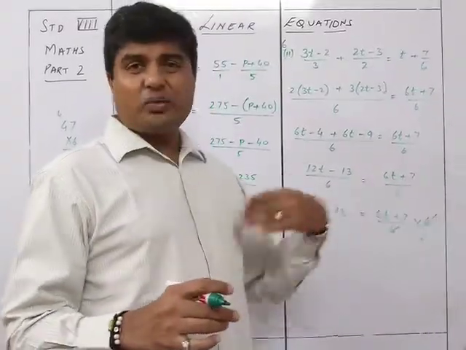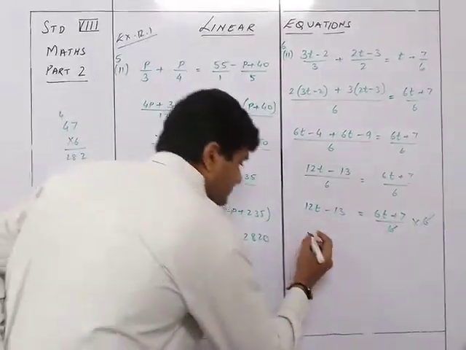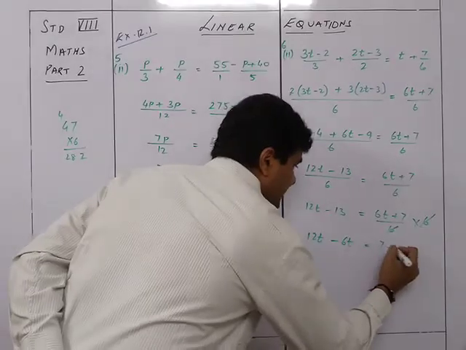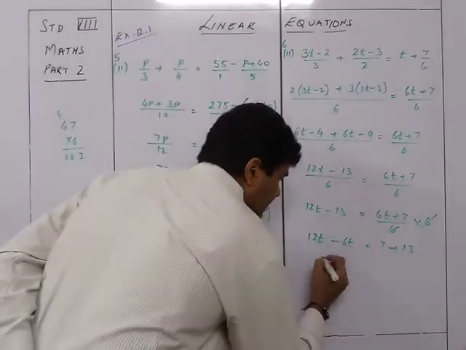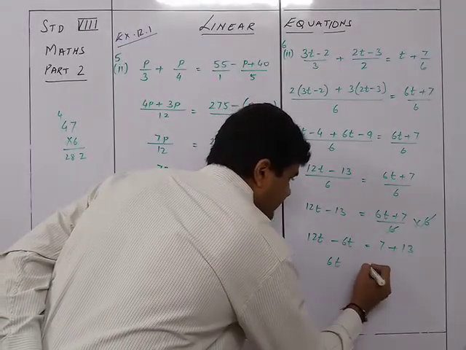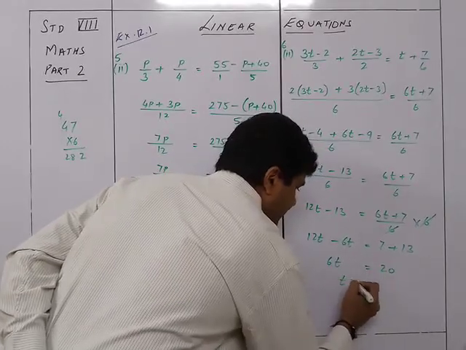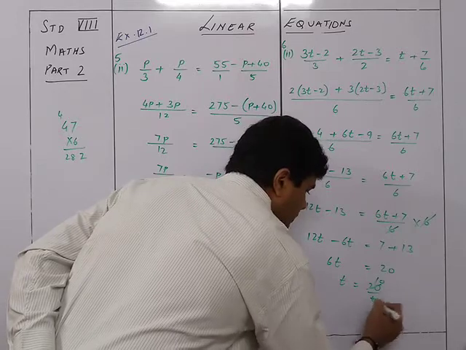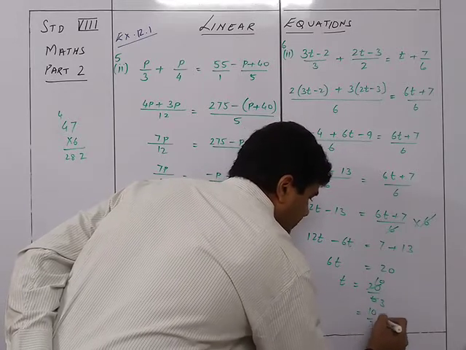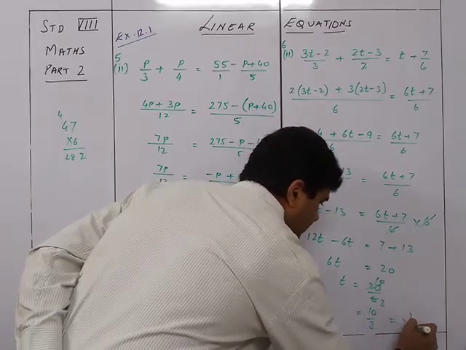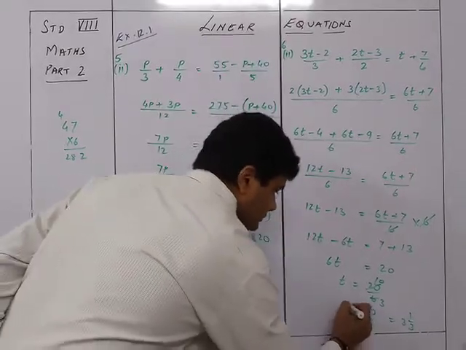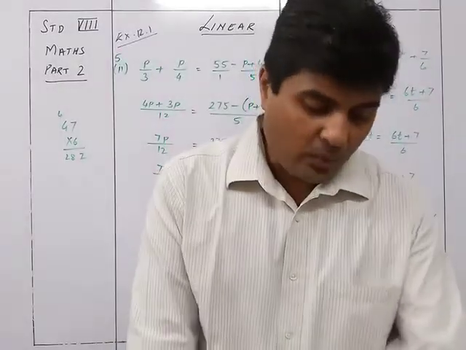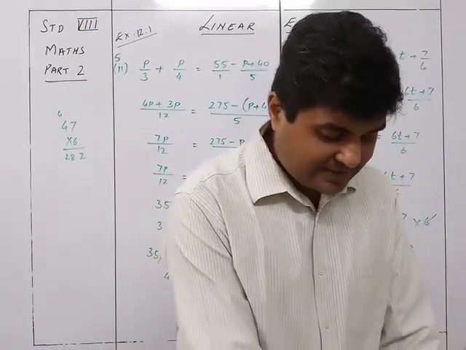Bringing all the t's on one side and numbers on the other side, you get it as 12t minus 6t is equals to 7 plus 13. So it will be given as 6t is equals to 20. So t is equals to 20 upon 6. So that will be equal to 10 upon 3, or we can say 3 1 upon 3. So the value of t is 10 upon 3 or 3 1 upon 3 for sum number 6.